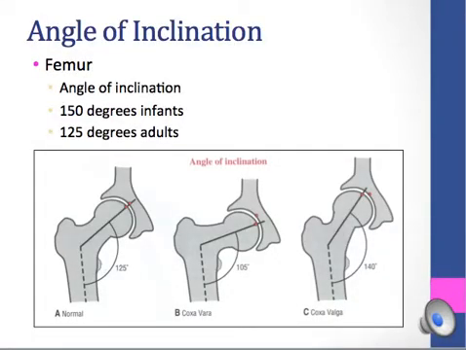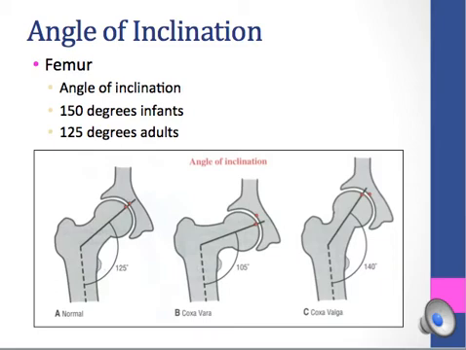Let's talk now about the angles of angulation in the femur. We're going to talk about two different kinds: the angle of inclination, and then we'll talk about the angle of torsion. The angle of inclination is what we've just already talked about. It's the degrees in which there's a change in the frontal plane between the axis through the femoral head and neck, and the longitudinal axis of the femoral shaft.